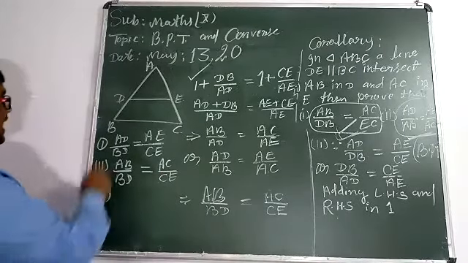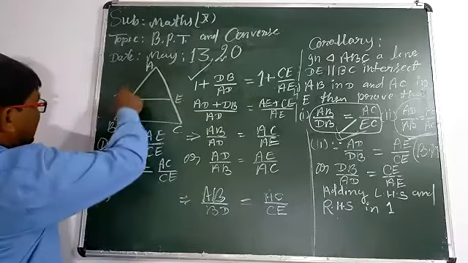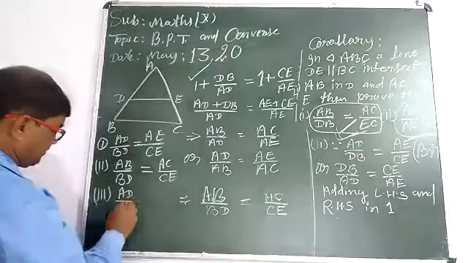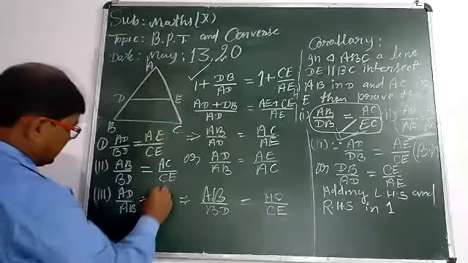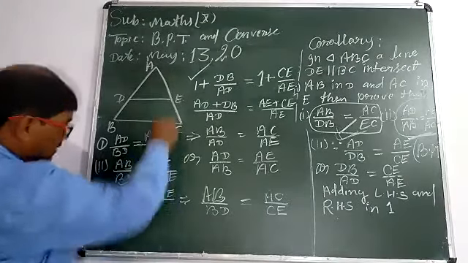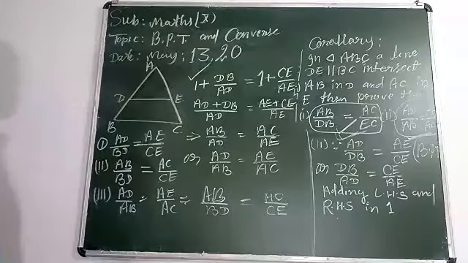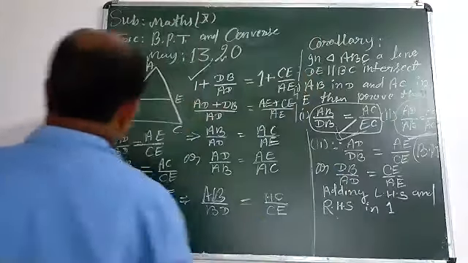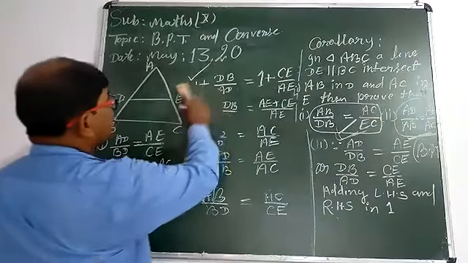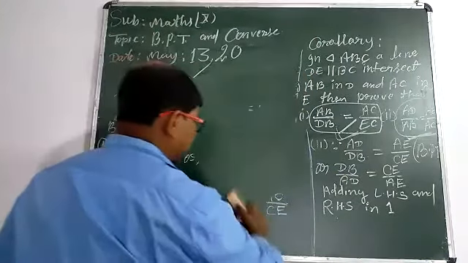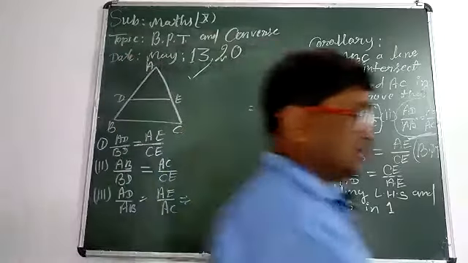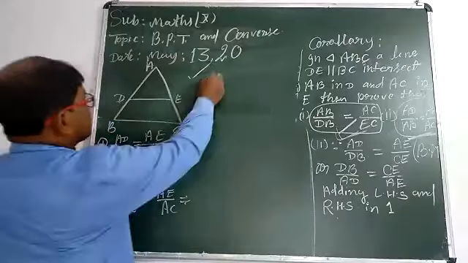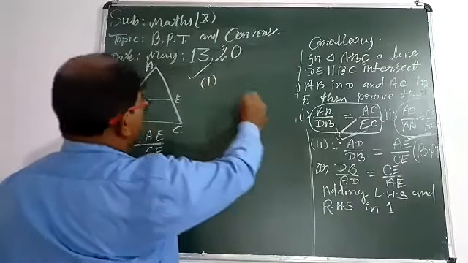Okay? And the third is also a corollary. That is what? AD upon AB equal to AE upon AC. Understood? Understood, student? Now check again. Mind the BPT because these are important. Without it, you can't understand the sum. First, you should check BPT.